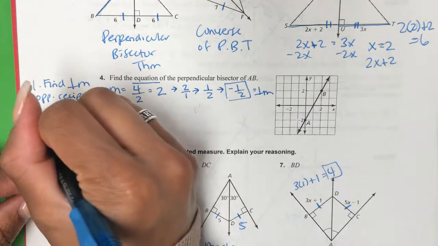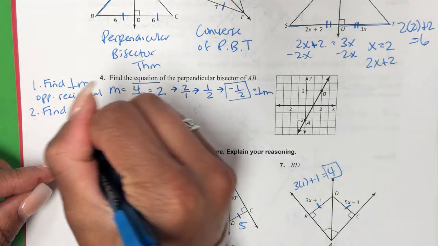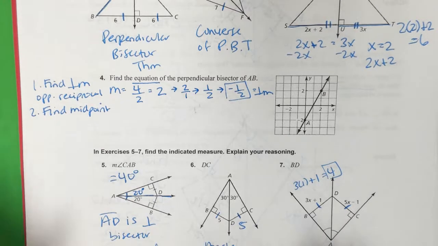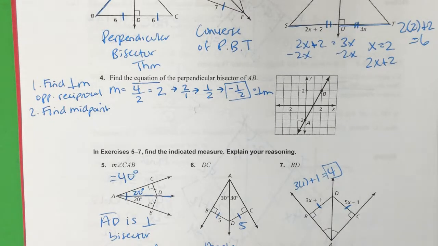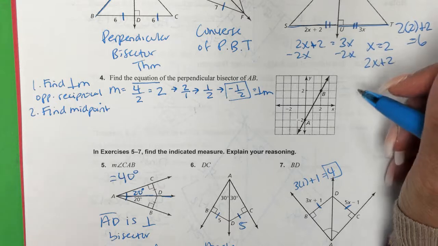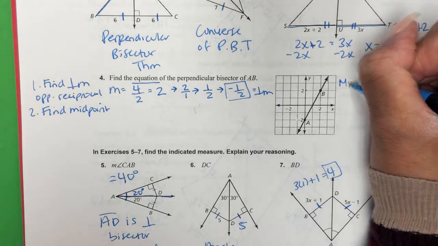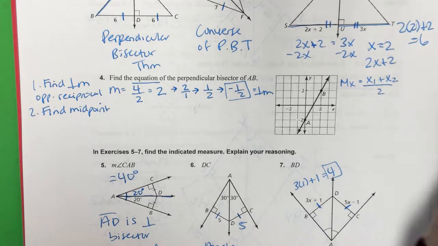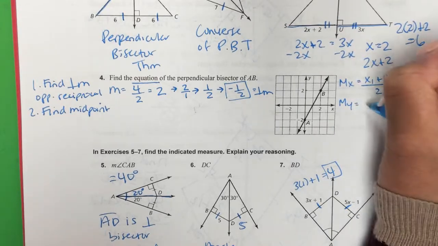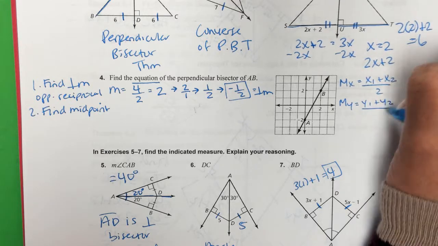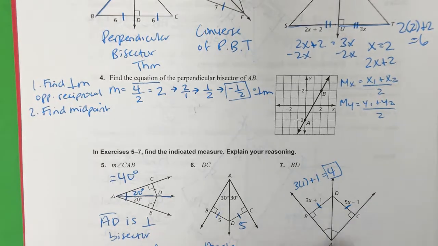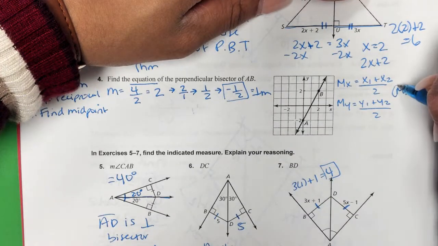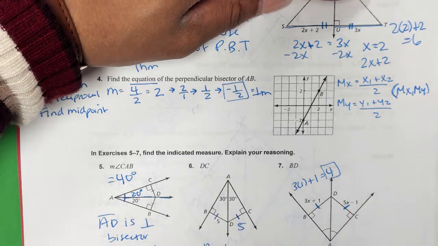The second thing you need to do is find the midpoint. So to find the midpoint, I need to know the midpoint formula. And so I'm going to write the midpoint formula on this side. This is where I have mx, that is x1 plus x2 all over 2. Then I have my my, which is y1 plus y2 all over 2. So that means mx comma my is a coordinate point, which is our midpoint.